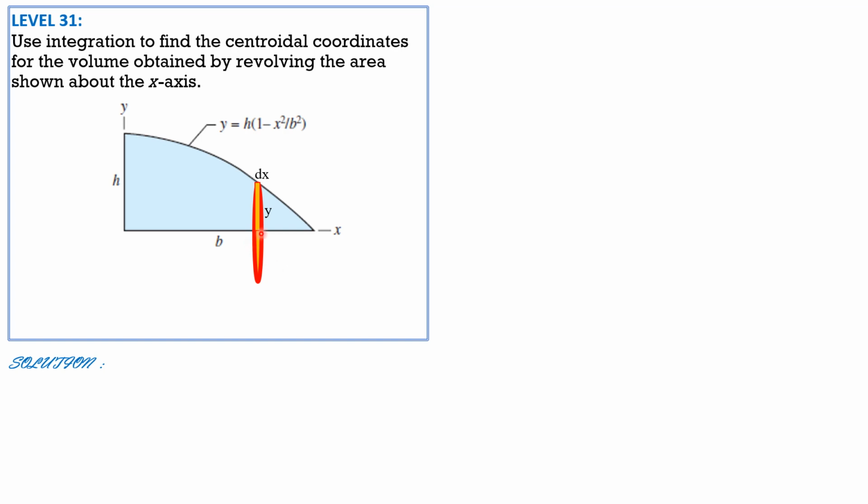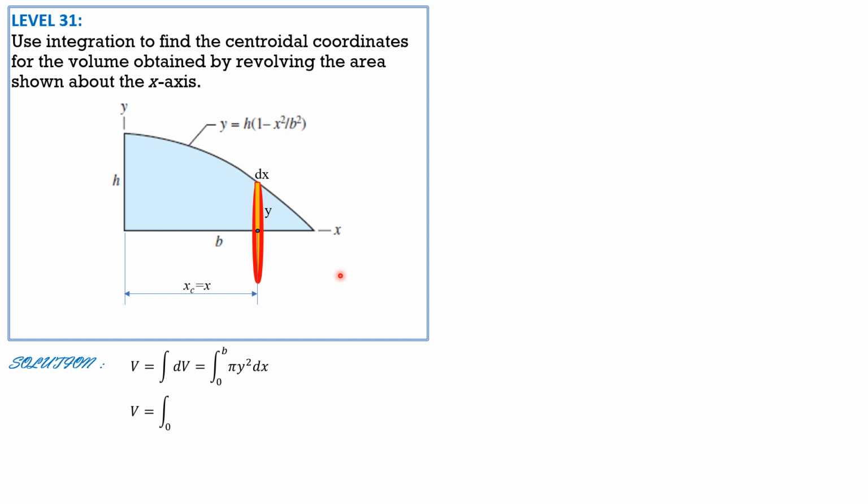The centroid lies here, so that every point on this circular disk is equidistant from the y-axis. So that means the x-coordinate is just the centroidal x-coordinate of the element, differential element is just x, or x sub c is just x. So the volume is pi radius y square thickness dx. That's the volume of that disk, pi y square dx. So therefore volume is integral of pi y square dx. So the differential volume is pi y square dx.